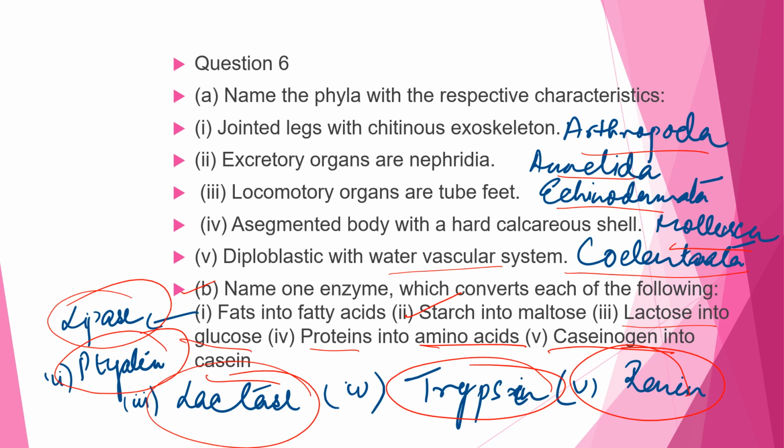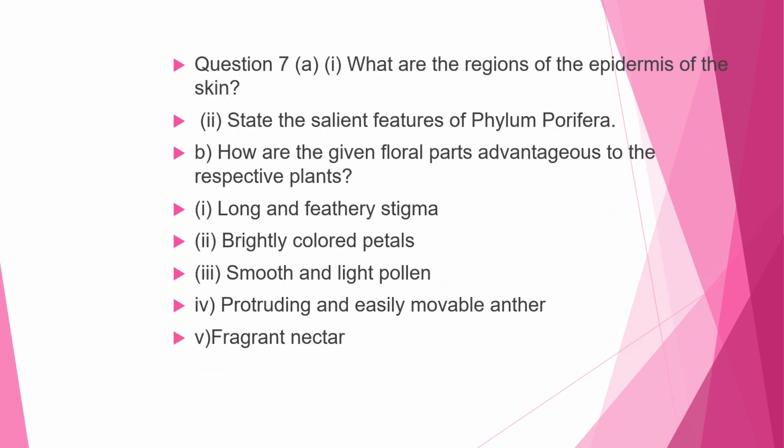So next we will move on to the last question of this section, that is question number 7. Now the last question is, what are the regions of epidermis of the skin? The epidermis of the skin has 3 layers, that is the outer cornified layer, the middle granular layer, and the inner Malpighian layer. Now, what are the salient features of phylum Porifera? This you all know. Please read it, and main features you just write it. No need to discuss it.